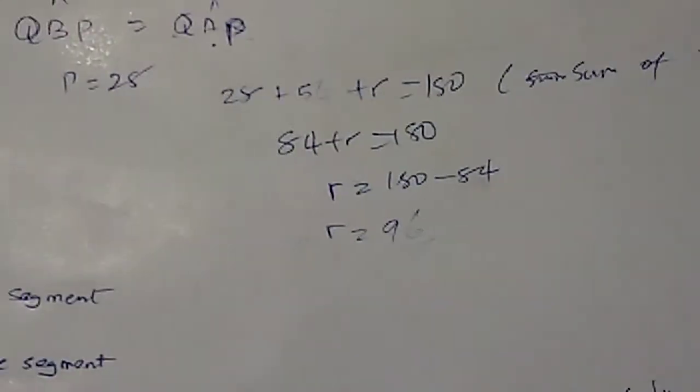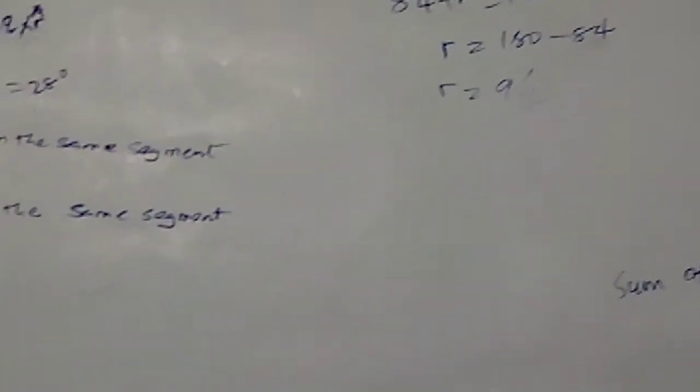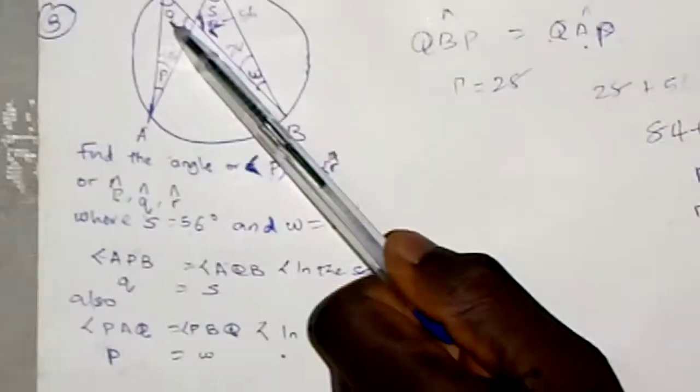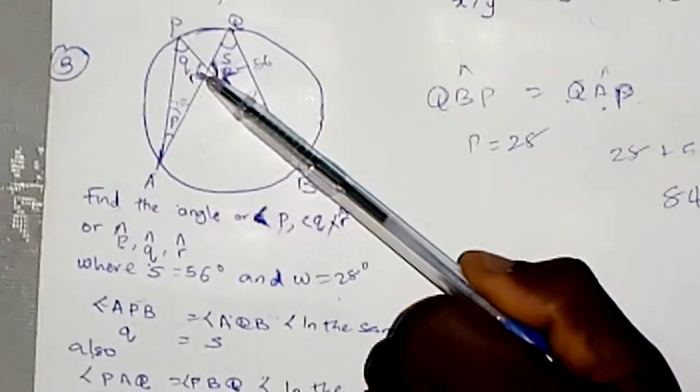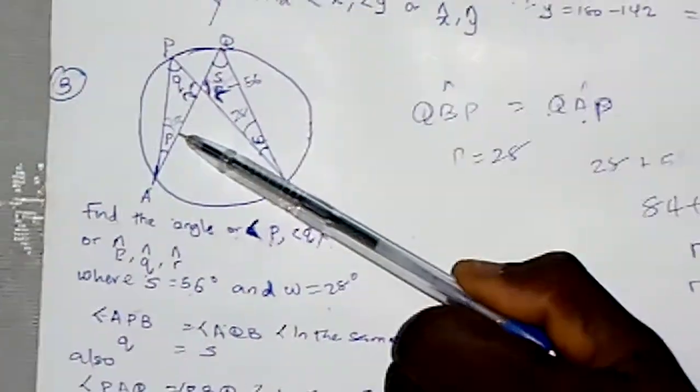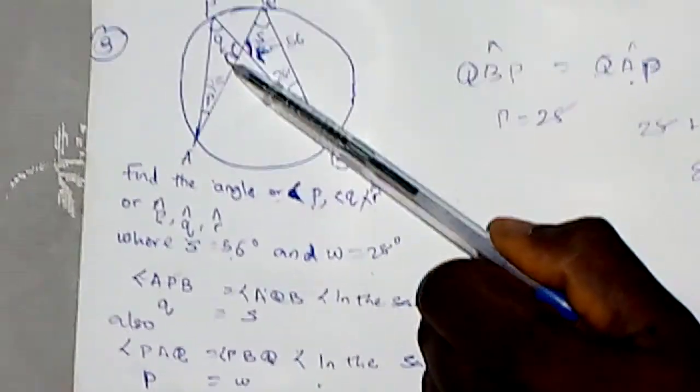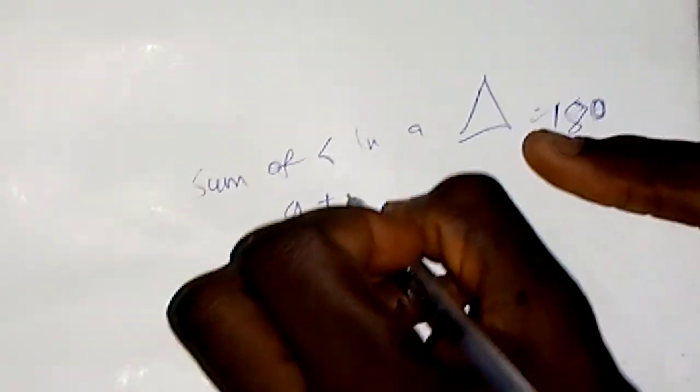Now since we've gotten our R, what are we to look for now? We have to look for Q. So looking at this also, this is a triangle B. So we are given this 28, and R is already given here as 96. Then Q, that's sum of angles in a triangle. In order to look for Q, we have Q plus 28, that's this point, plus R.